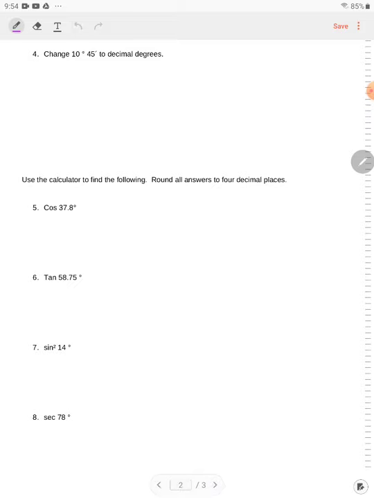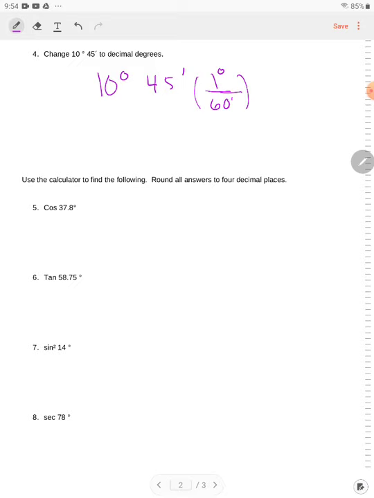Change 10 degrees, 45 minutes to decimal degrees. Okay, so in this case, you have 10 degrees, 45 minutes. We're going to do the same thing. So that's 60 minutes per degree. And if you do it this way, you can see whether you multiply by 60 or divide by 60 without having to memorize a lot.